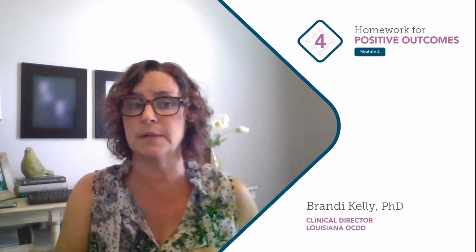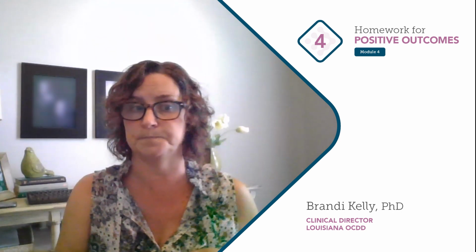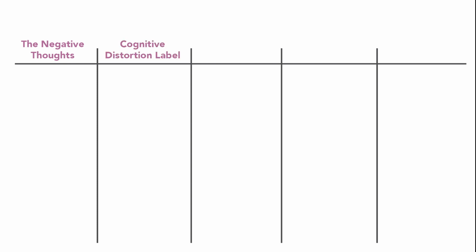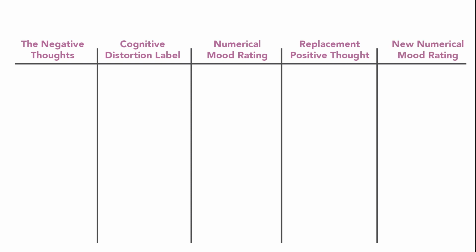Now we're going to spend a little bit of time talking about how to adapt a mood log and an anxiety log. A typical mood log may be presented in a tabular format and includes spaces to log 5 things. 1, the negative thought. 2, the cognitive distortion label. 3, a numerical mood rating. 4, a replacement positive thought. And 5, the numerical mood rating, which becomes the new rating after using the replacement positive thought.